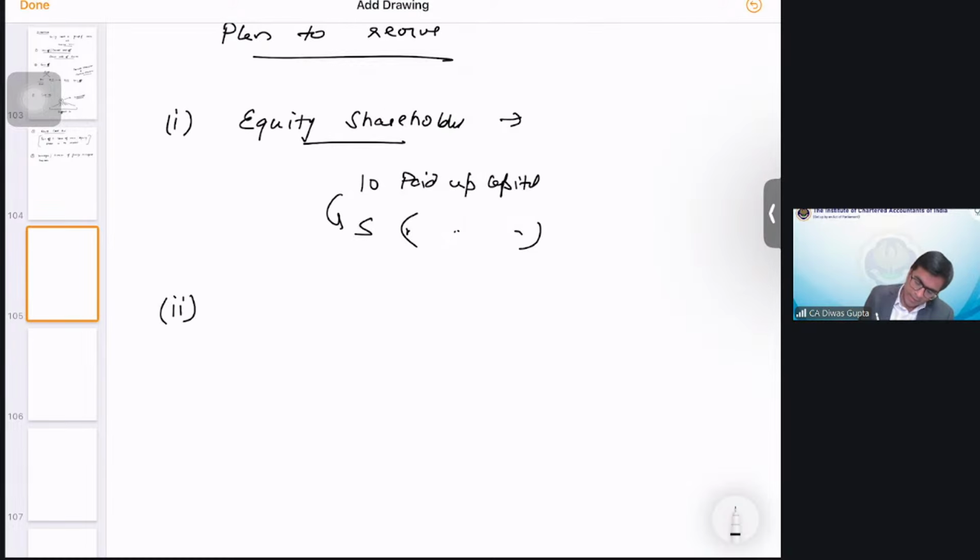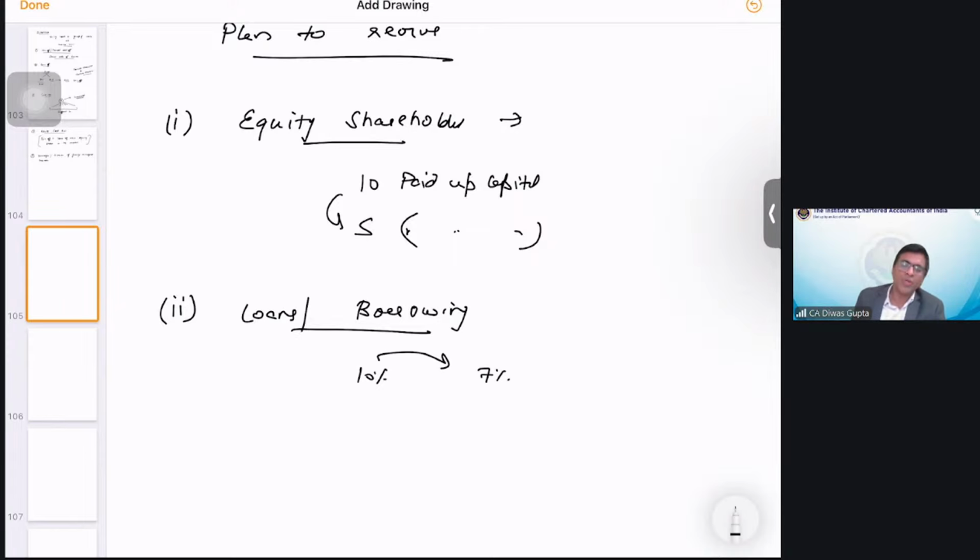Second is on loans slash borrowings. Okay, so let's say 10% was the rate of interest. They will be approached to make the rate of interest as 7% because of the financial difficulties. They will be asked to lower the rate of interest for which they have given the loan to the company.